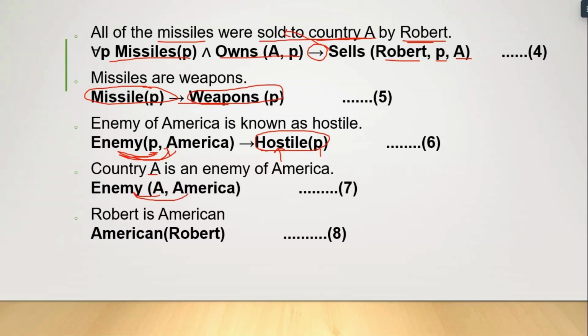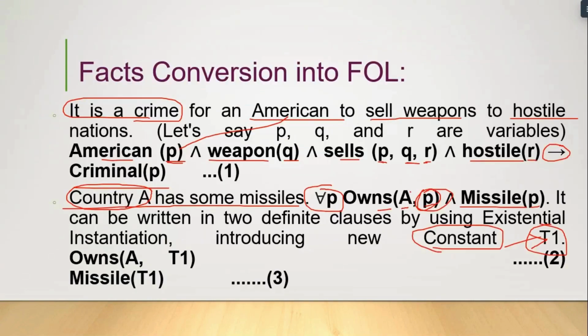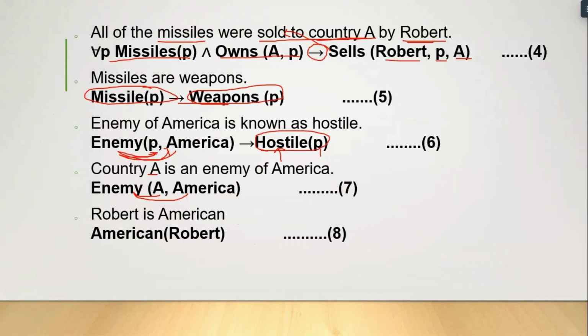Robert is an American. So American of Robert. So these are the clause forms into which we have converted the sentences. Next we are going to see the next step of converting into forward chaining.